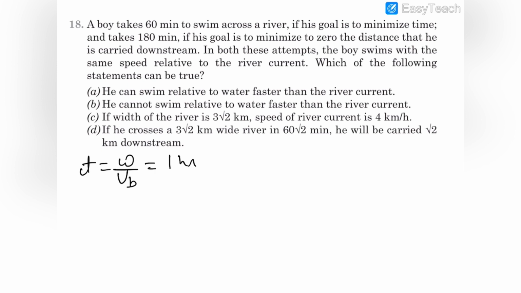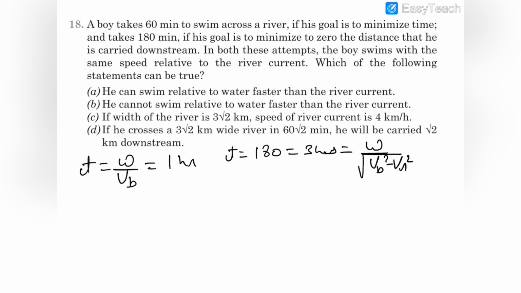And if he wants to cross the river in the shortest path with zero drift, then the time taken is 180 minutes, and we know that 180 minutes is 3 hours, and 3 hours is equal to W by under root VB square minus VR square. So in this question you can see that he is able to cross the river in 180 minutes with zero drift.